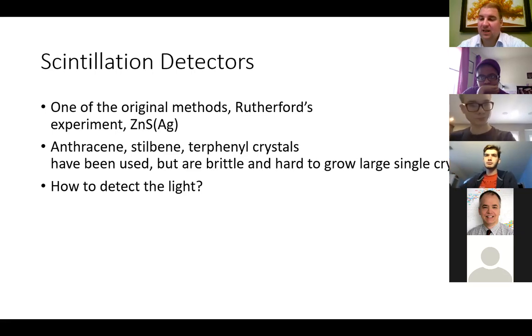You could also use organic crystals as scintillators: anthracene, stilbene, terphenyl. But they're brittle and it's hard to grow large single crystals. So if your crystals are small, then you don't have a lot of matter that the radiation can interact with. If you can create things that will scintillate in the presence of radiation that will create the light, that's great, but how would you go about detecting the light?